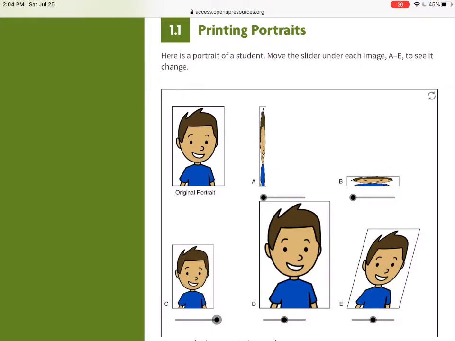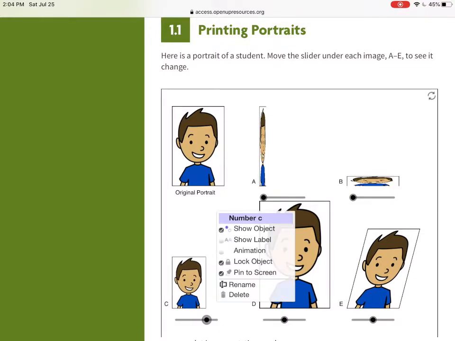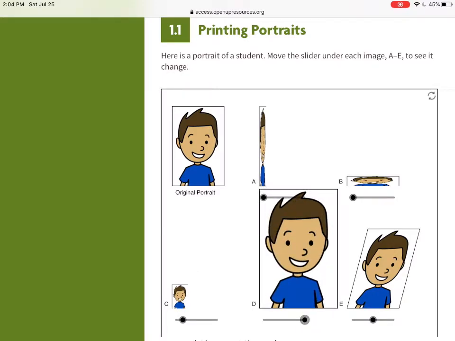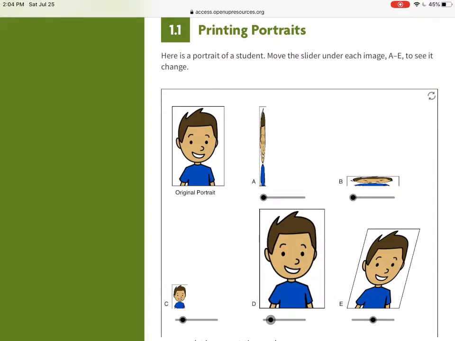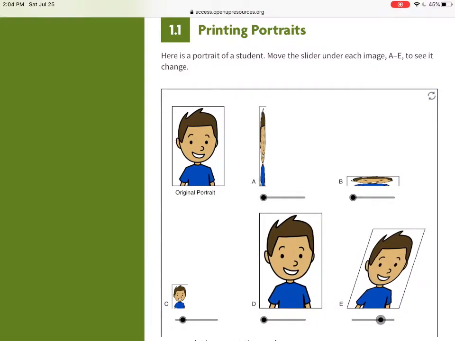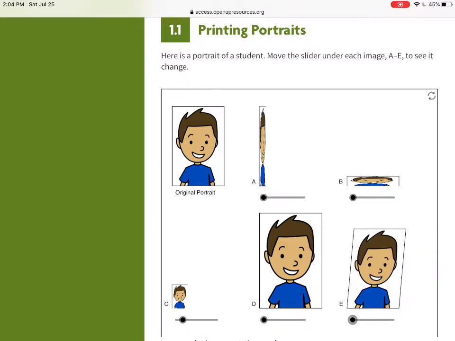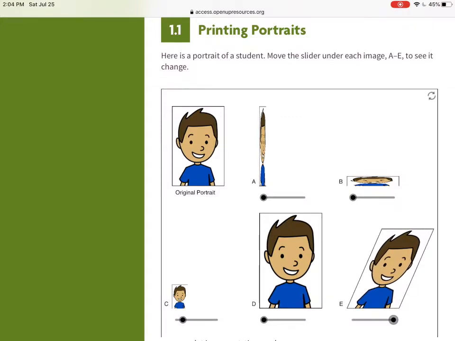So when I pull this one, he's the same size. And as I shrink it, all of his features shrink at the same rate. They seem to all get small at the same rate. D, same thing. All the features shrink at the same rate. This one, he becomes more slanted. If I pull it back, he becomes more straight. So I think C and D are the scaled copies because they go up and down with all the features.